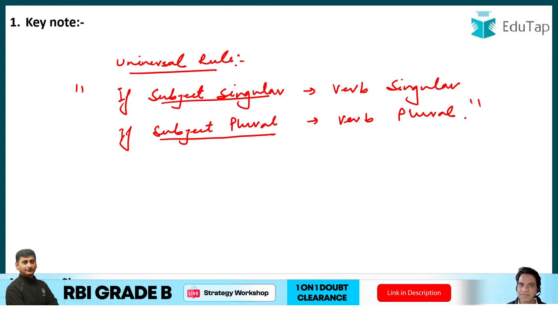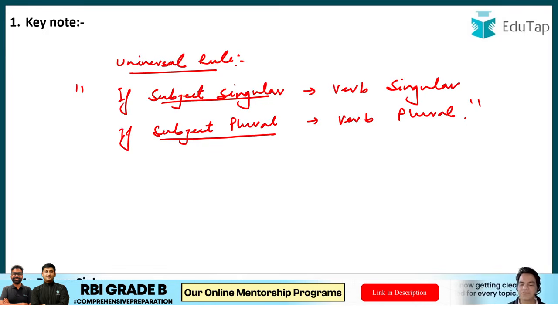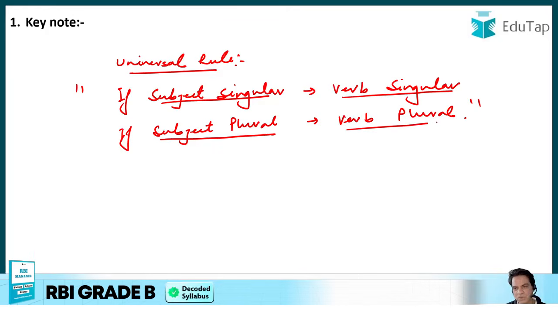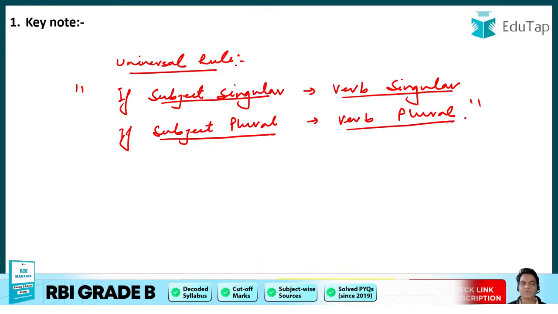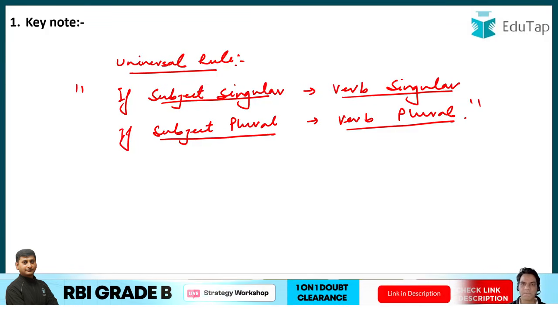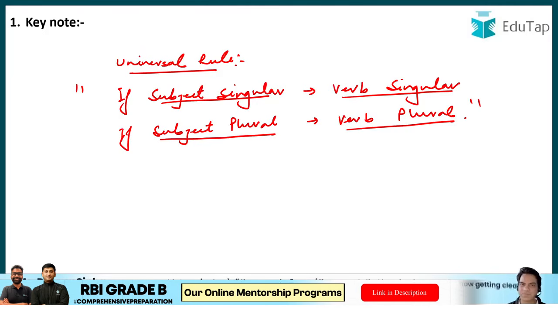Always identify the subject in the sentence, and then check if the verb is in accordance with the subject or not. If the subject is singular, the verb must also be singular, and if the subject is plural, the verb must also be plural. That is what is called सब्जेक्ट वर्ब एग्रीमेंट. सब्जेक्ट वर्ब एग्रीमेंट क्या कहता है कि अगर किसी सेंटेंस का सब्जेक्ट सिंगुलर होगा तो उसकी वर्ब भी क्या होनी चाहिए? सिंगुलर होनी चाहिए. और अगर किसी सेंटेंस का सब्जेक्ट प्लूरल होगा तो उसकी वर्ब भी क्या होनी चाहिए? प्लूरल होनी चाहिए. And there is no exception to this rule.